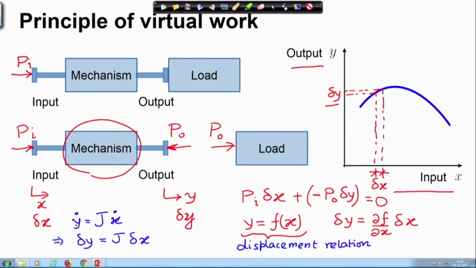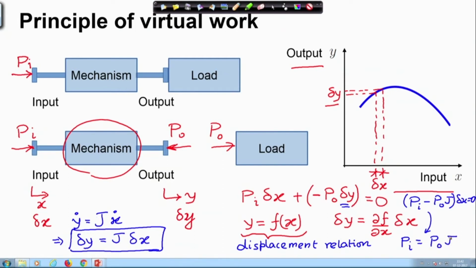Because time is being frozen, I can consider that a small change in y and a small change in x with time frozen are related through the Jacobian of the mechanism. Now, this gives us the input output virtual displacement relations in a straightforward manner. Now, I will substitute this delta y in this place. So, then I have P I minus P o times Jacobian times delta x equal to 0. So, from here I can very easily conclude that P I must be equal to P o times the Jacobian. So, that gives me the force relation.